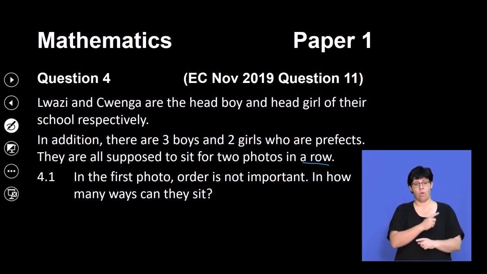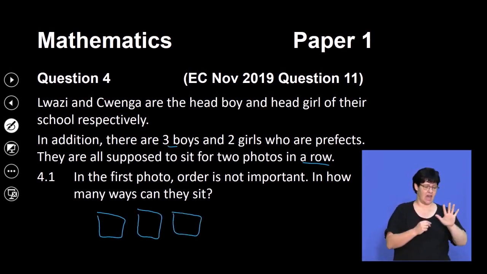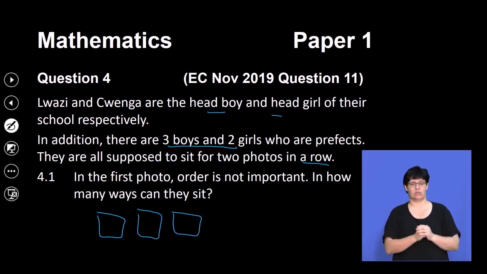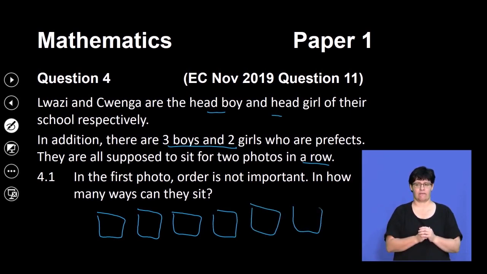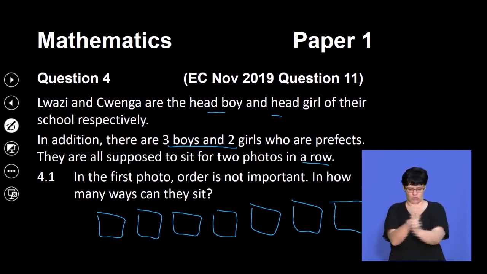In the first photo, the order of how they sit is not important. In how many ways can they sit for this photo? Okay, so we have 7 seats in a row. We have these 5 plus the head boy and the head girl. That's 1, 2, 3, 4, 5, 6, 7. So let's think about in how many ways these seats can be filled.